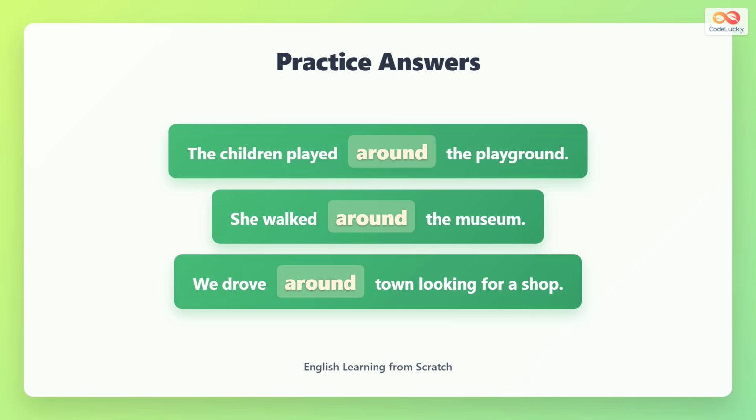Here are the correct answers. The children played around the playground. She walked around the museum. We drove around town looking for a shop. Each sentence shows circular movement on the outside edge of the place mentioned.